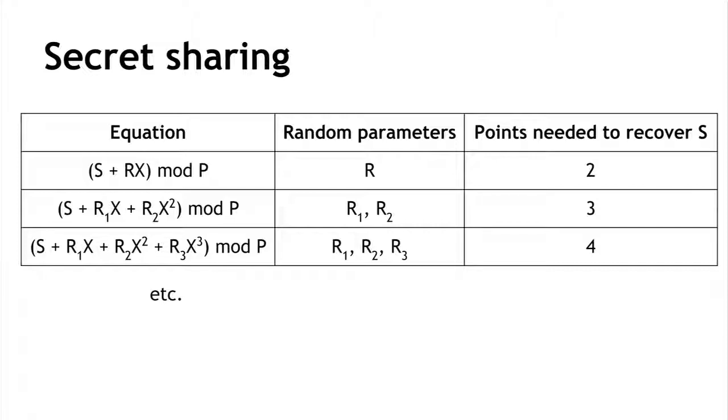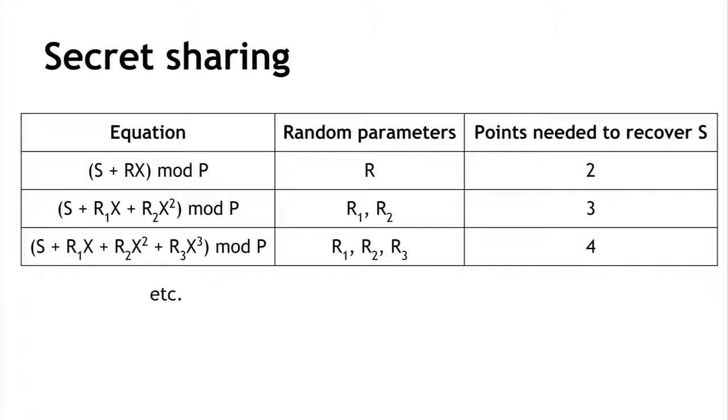And we can just go up the ladder here. If we use a cubic function, there are 3 random parameters. We need 4 points. And in any case, you can generate as many points as you want on the line or the quadratic or the cubic. And therefore, you can get any value of n. And you see how you can get any value of k by just going to higher and higher order polynomials. And so this scheme will let you take any secret and split it into n shares, such that k shares or more are needed to reconstruct.